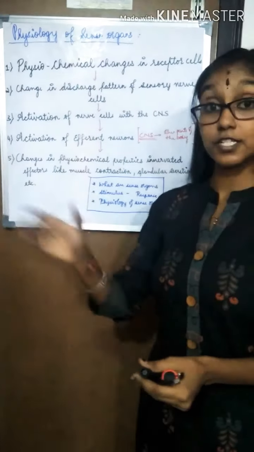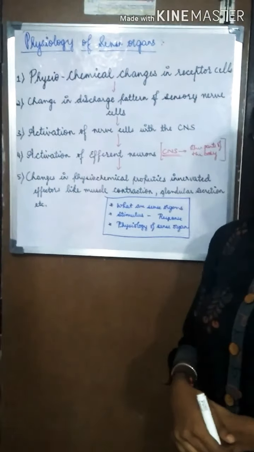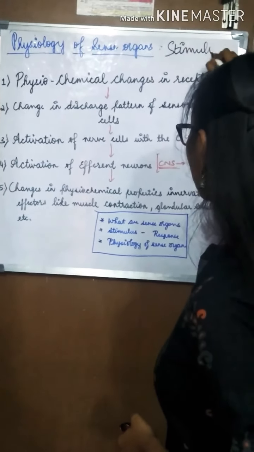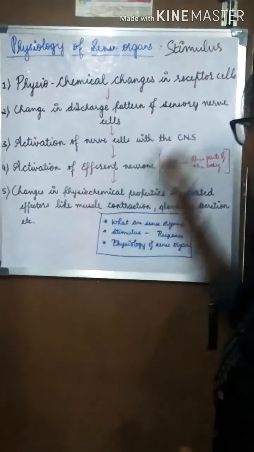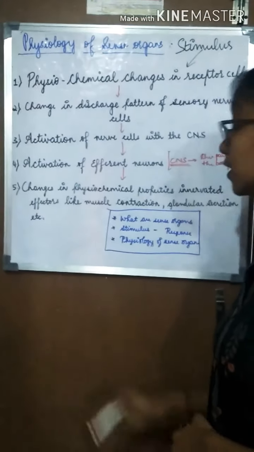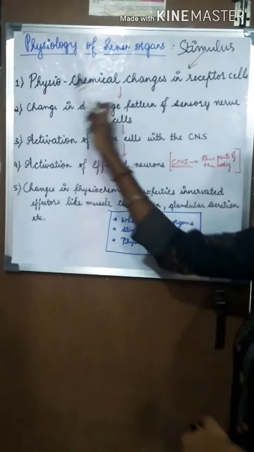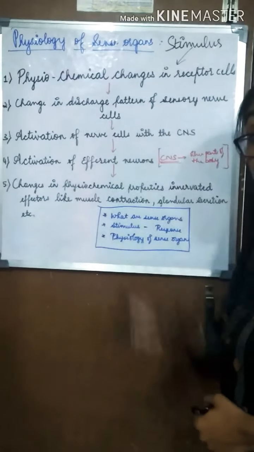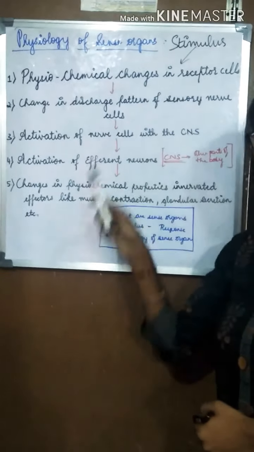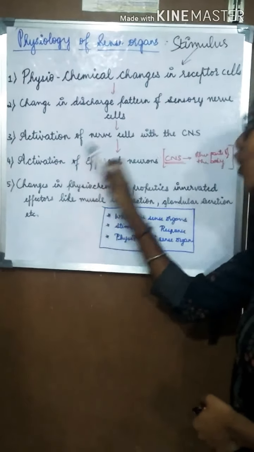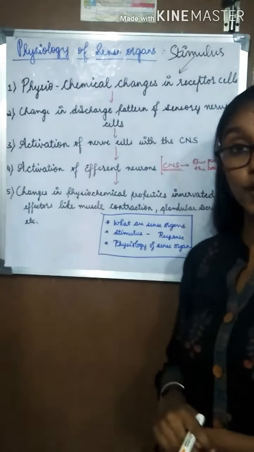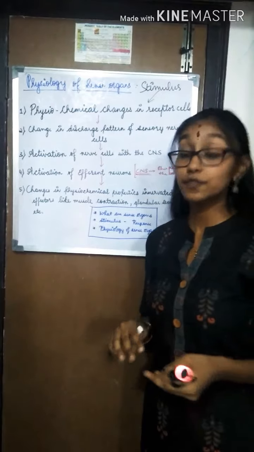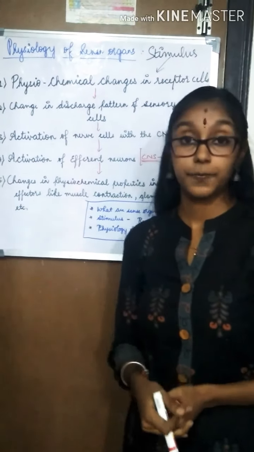Now, dealing with a brief discussion on physiology of sense organ, let us consider a stimulus. That stimulus can be that you are sitting simply and you are hit by your sibling or your friend. What happens? There will be a physiochemical change in the receptor cells, change in discharge pattern of sensory nerve cells, activation of nerve cells with central nervous system, activation of efferent neurons. What are these efferent neurons? These are the neurons which carry information from central nervous system to other parts of the body.